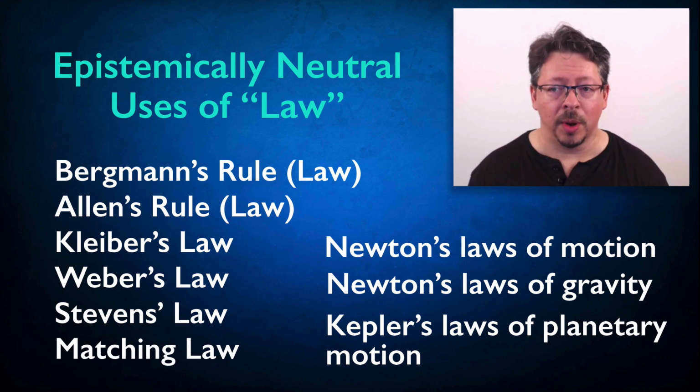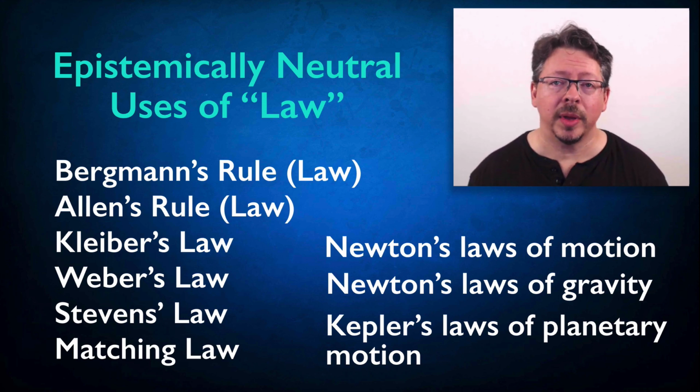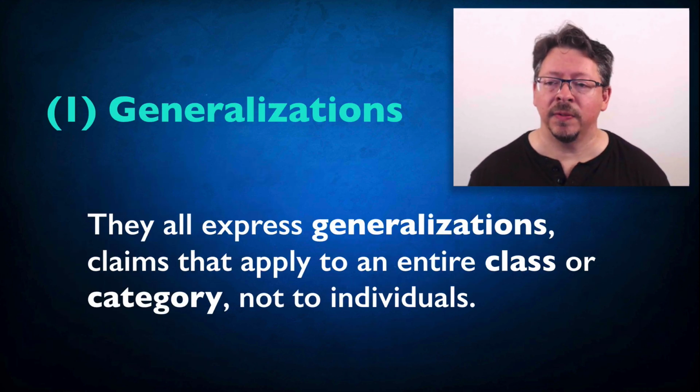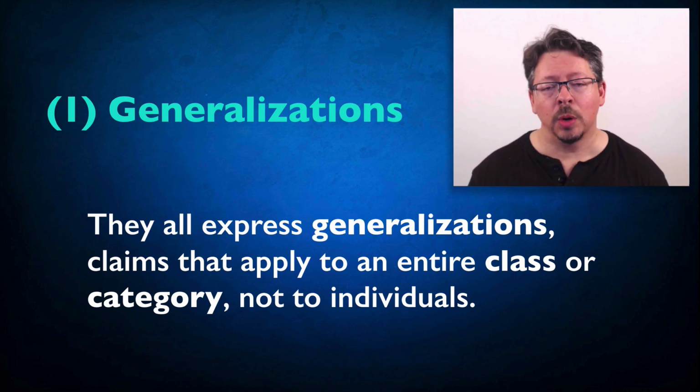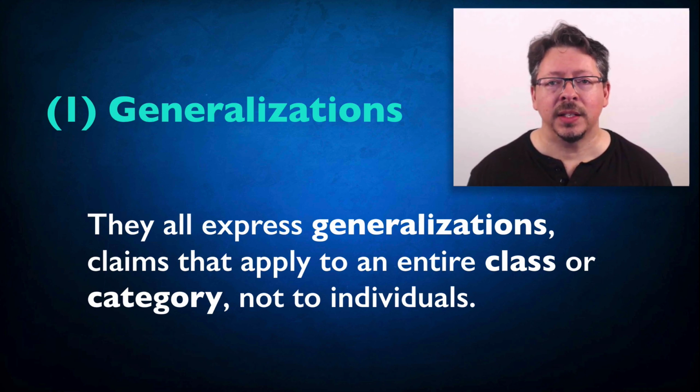We had a selection from biology, a selection from psychology, and a selection from physics and astronomy. Now, what's one thing that all these law statements have in common? Well, here's probably the most basic feature they have in common. They all express generalizations. They make a claim about a whole class or category of things. They don't refer to particular individuals or particular objects within a class or a category. They say of a whole class of things that such and such is true of this class.